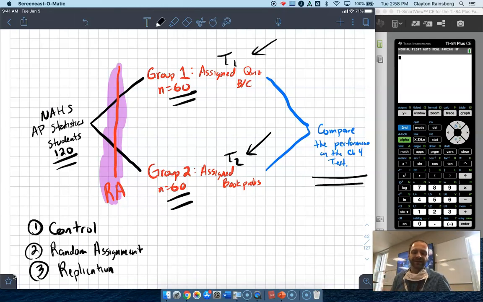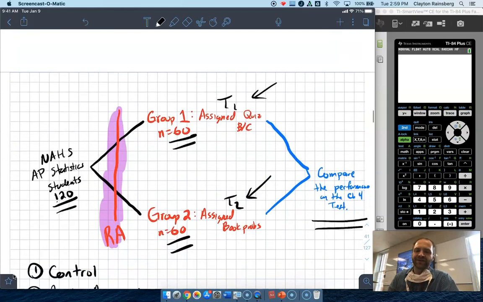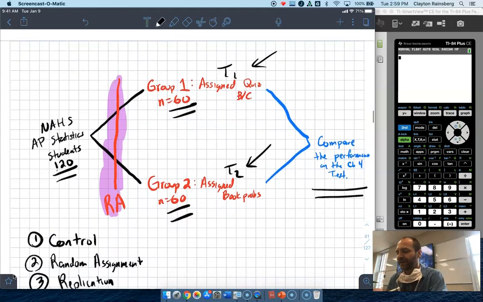So that's the principles of experimental design. I want you to realize we do cover it, but you do need to know what they are and what their purpose is. I know these are on your notes and you're just filling in a couple of words, but rewrite them. Label it on the picture like this and state what is control in this area, what is random assignment, what is replication, what does it mean?